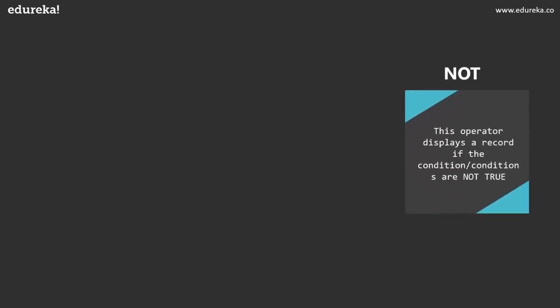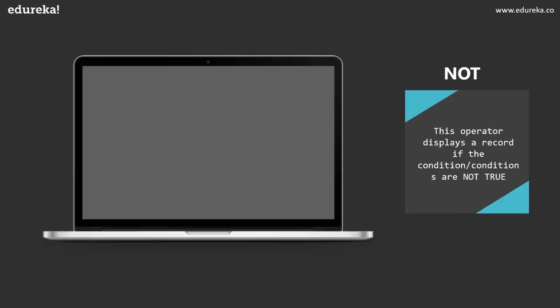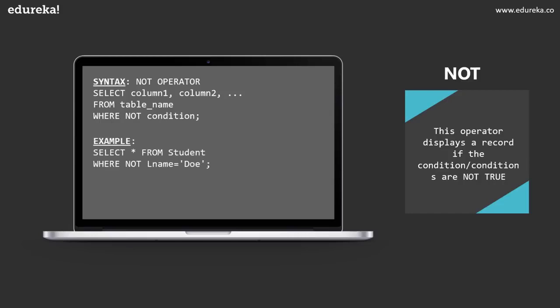So let's head to the next operator, that is NOT operator. This operator displays a record if the condition or conditions are not true. So the syntax is select columns from table where the condition is not true.